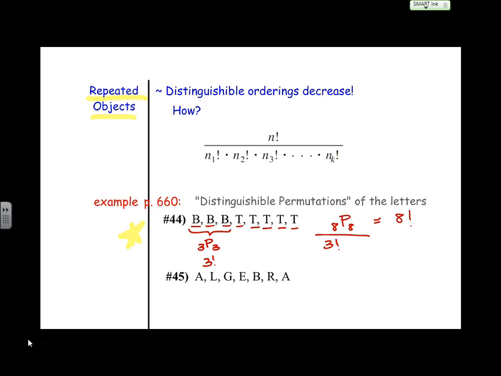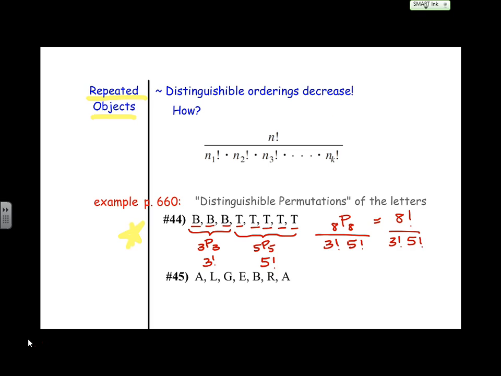And then, how many arrangements of T and T and T and T and T would permutations say there are? 5 factorial, right? But if I rearrange T and T and T and T and T, it doesn't matter. So we need to take away all of those arrangements. See what I mean? So let's see if that formula up above makes a little more sense.